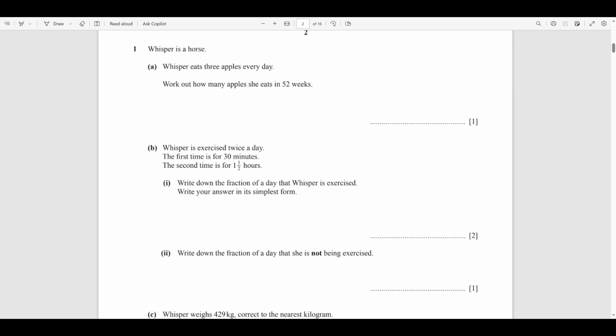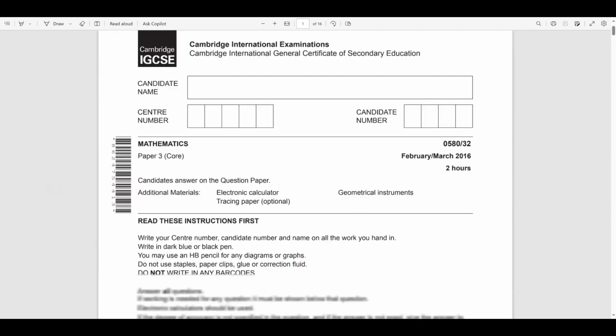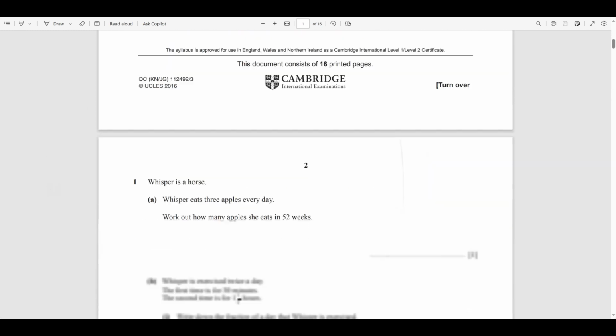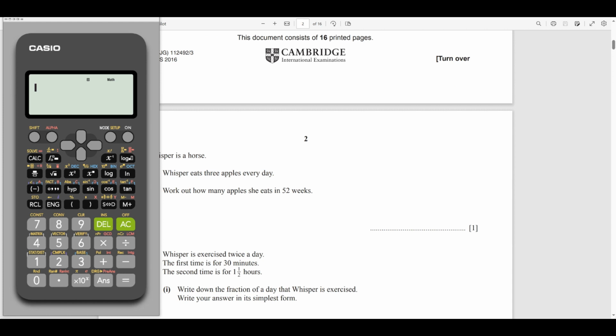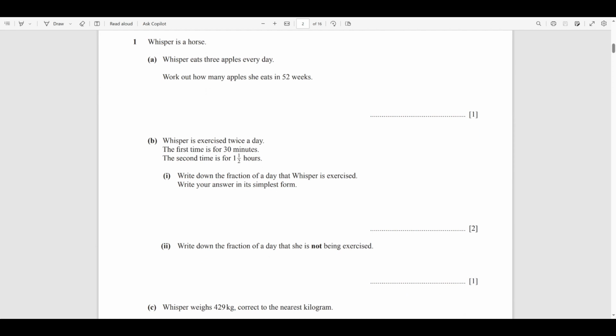So question number 1 is, Whisper is a horse. And let me tell you one thing, we are allowed to use electronic calculators. So I have one here. We will use this if needed. Okay, so moving on to question number 1. Let me turn on my pen.